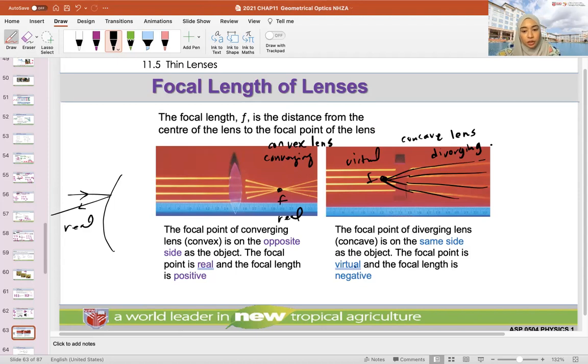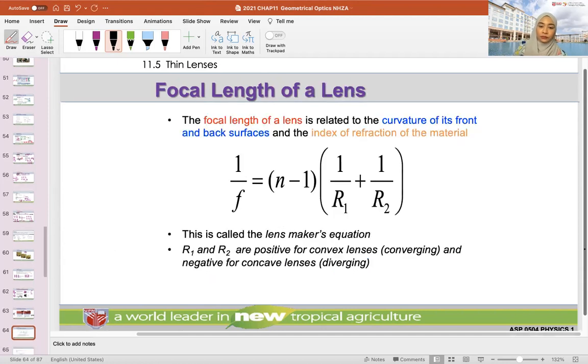The focal point is virtual and we write this as negative, for our 1 over u plus 1 over v equals 1 over f equation. So lenses also use the same equation. We have another equation for lenses, called the lens maker equation. I'm not sure if optometrists really use it, but they call it the lens maker equation.